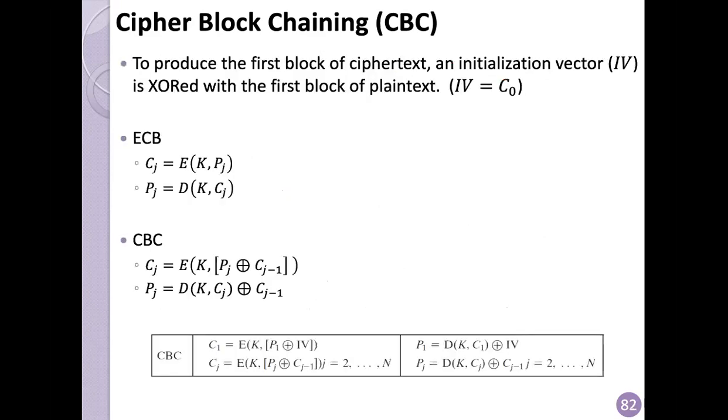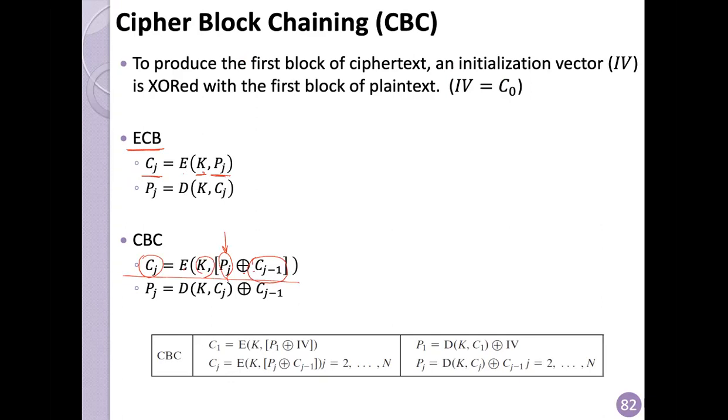Okay, here's a math representation of that. For every block J, we encrypt it using the key. Sorry, this is ECB, what we talked about. We say every cipher J equals the encryption of plaintext J and the key. But here in CBC, we say every cipher J is the encryption of PJ, which is the plaintext of that block, XOR the cipher of the previous block, and the key.